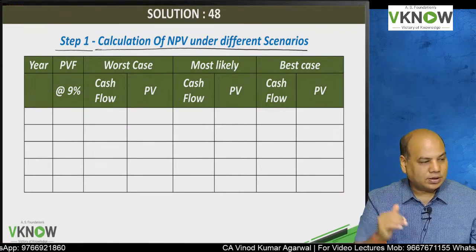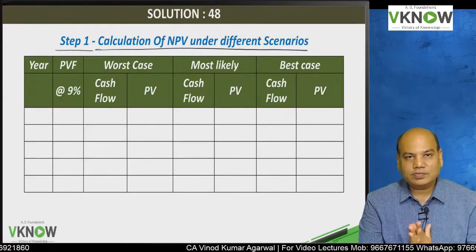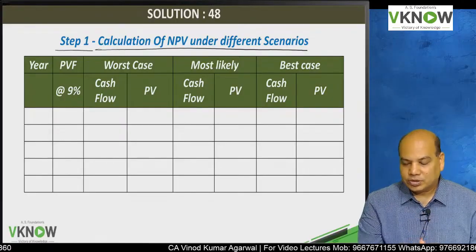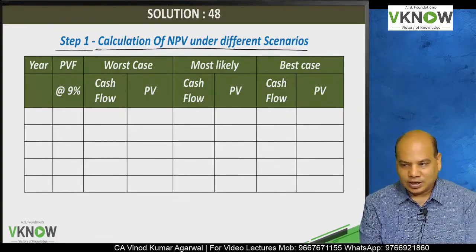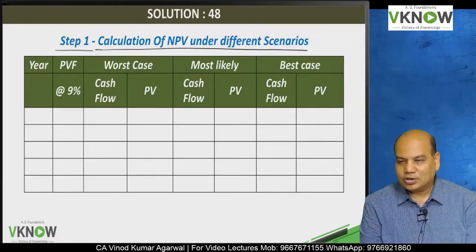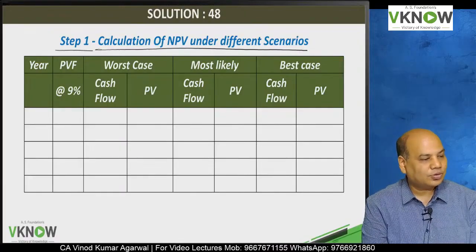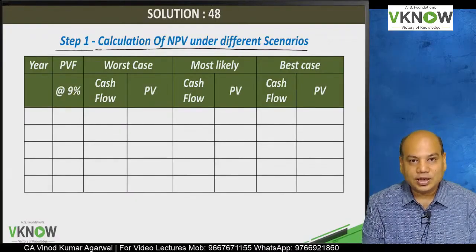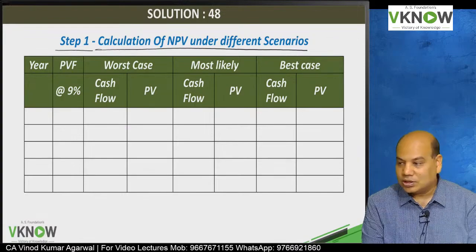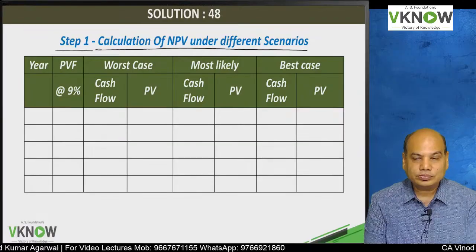First you draw this table. Take a scale, pencil, write nicely. One day you have to appear in the exam. First column year, second column present value factor at 9%, third column worst case, under that 2 columns cash flow, present value, then most likely 2 columns cash flow, present value, last best case, cash flow, present value.